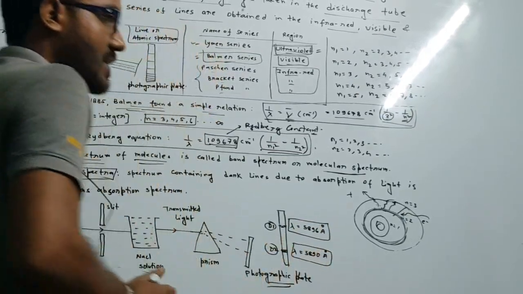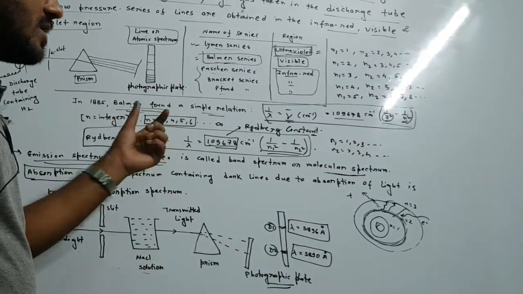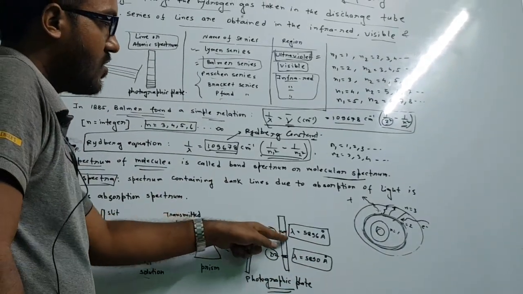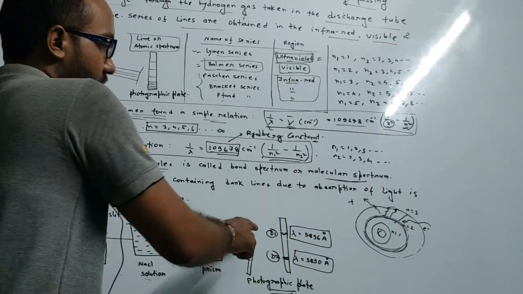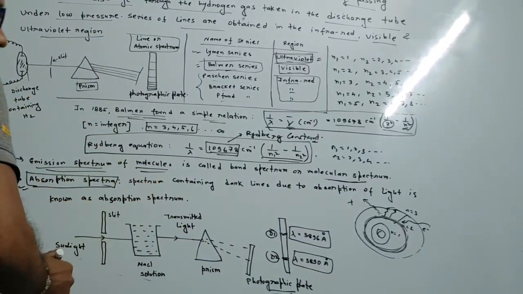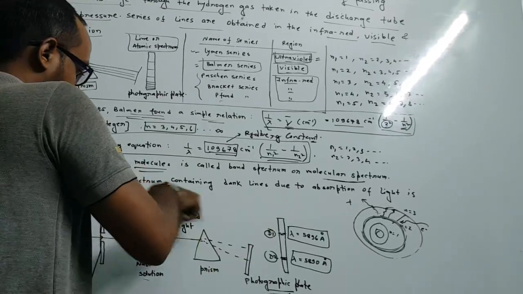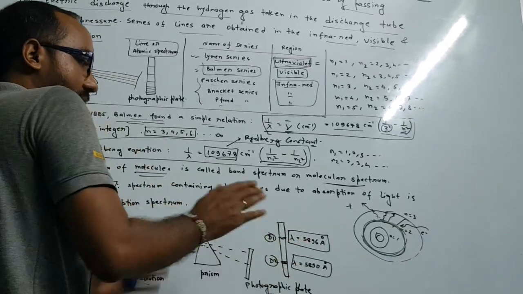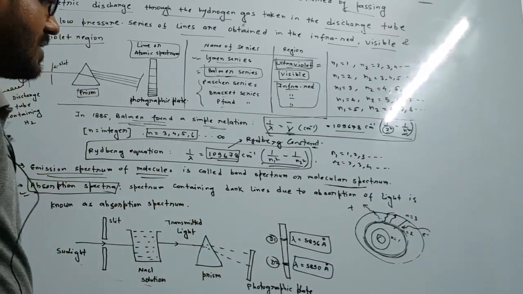See, if you observe, the wavelength remains the same. In the emission spectrum, when we got those two yellow lines, the wavelength is this much, and here also the wavelength is the same. That's why it is known as the absorption spectrum, because in this experiment only those two particular wavelengths of light are absorbed, and the rest of the colors remain the same.